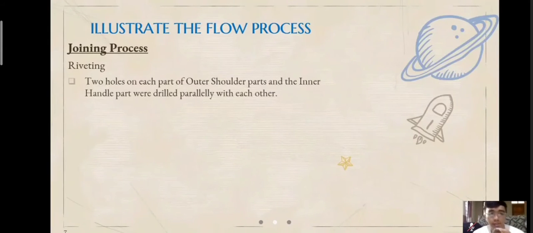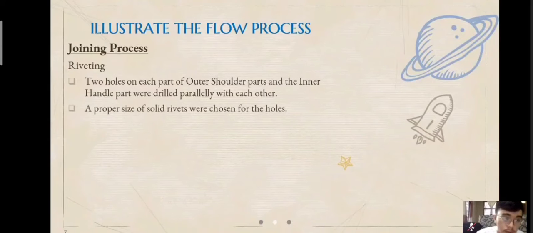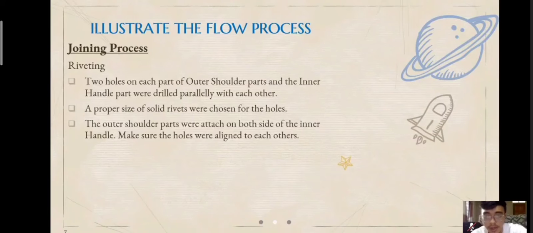Riveting. For the joining process on the floor process, two holes on each part of the outer shoulder part and the inner handle part were drilled parallel to each other. A proper size of rivet was chosen for the hole, and then the outer shoulder parts were attached on both sides of the inner handle.